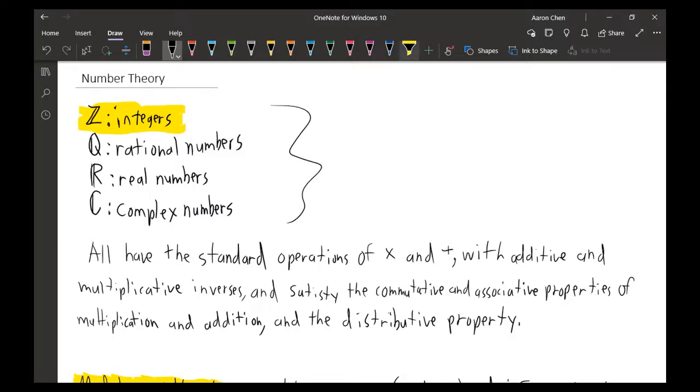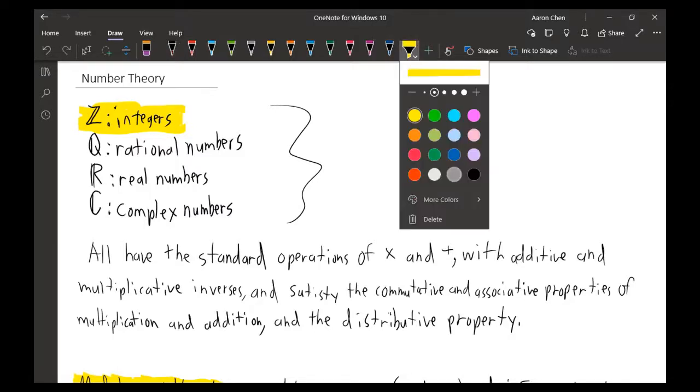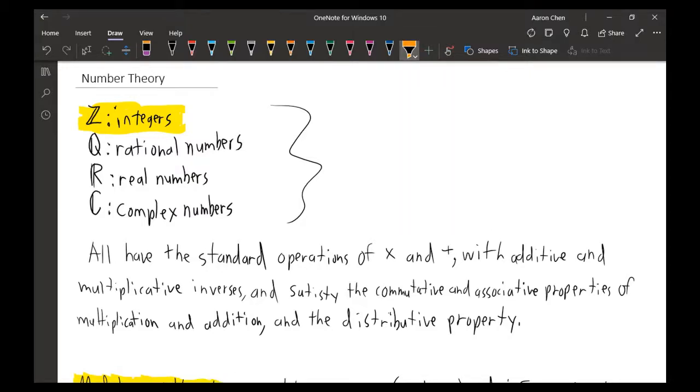So first off are the integers. The integers are basically the numbers that we normally use, like 1, 0, -1, 5, 3, 10, -2000, 2021, and so on. So those are the standard integers.